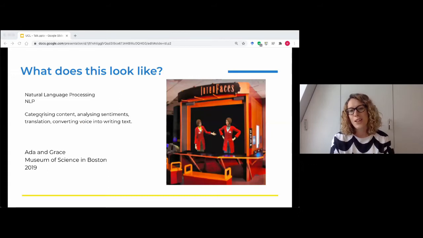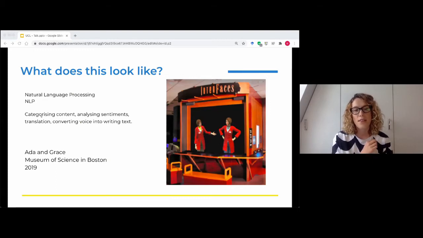So what does this look like? What does AI look like? What types of AI technologies are currently being used in museums? I'm going to go through a couple of different examples that utilize a range of different approaches to artificial intelligence.